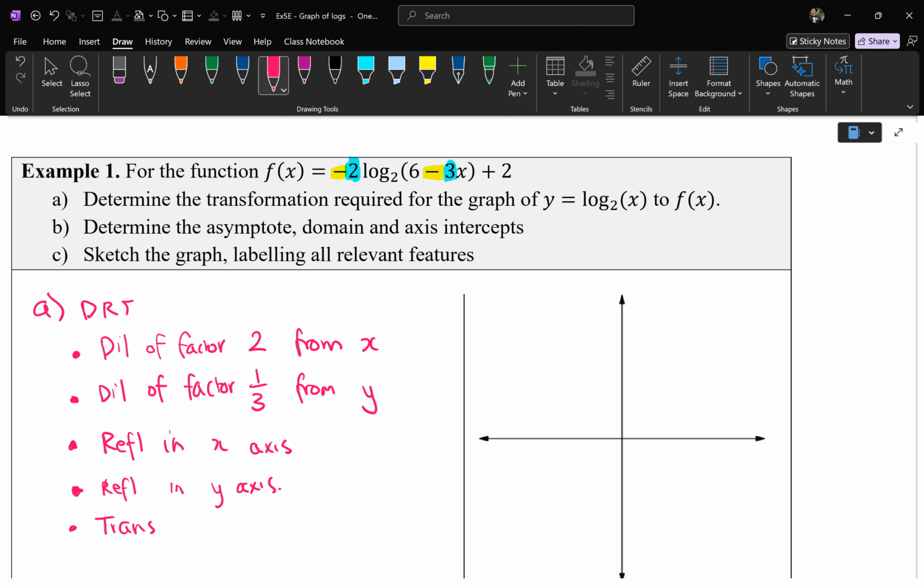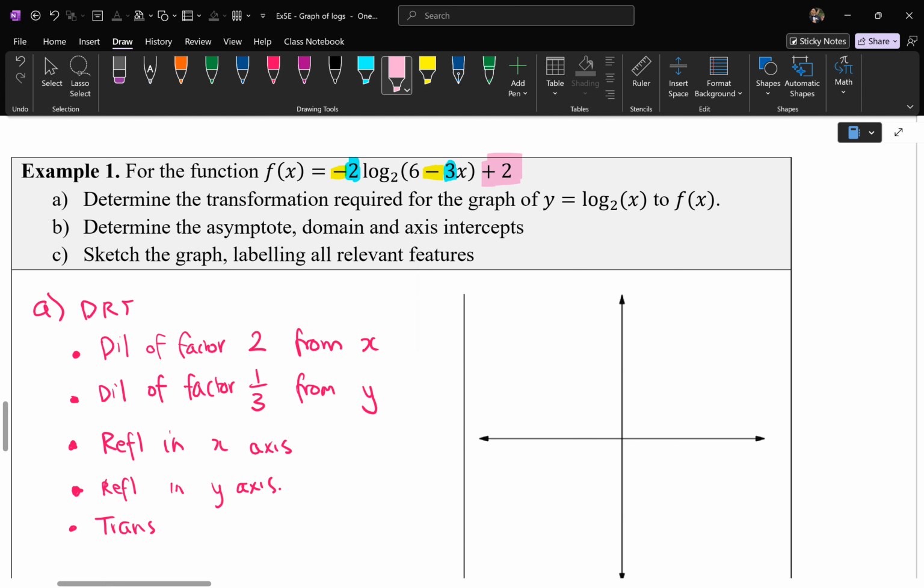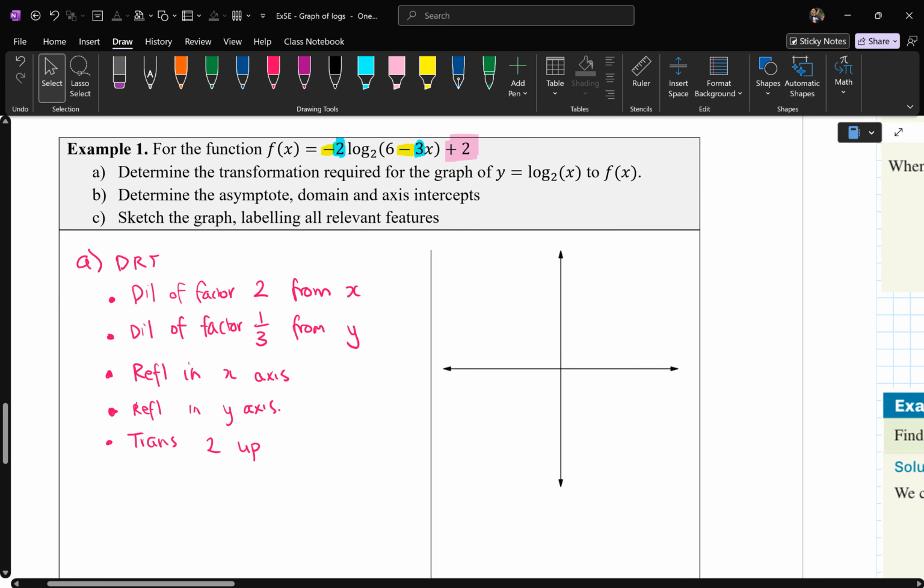And then now, the easier parts, translation. What kind of translation can you see? Let's go with Samuel. What translation can you see? You've got 2 up. Very good. We've got a plus 2 there. So it is translation of 2 up, or positive 2 in the direction of the y-axis. And what else do I also have? I do have another translation, which is a bit trickier. What is this translation, Ringo?